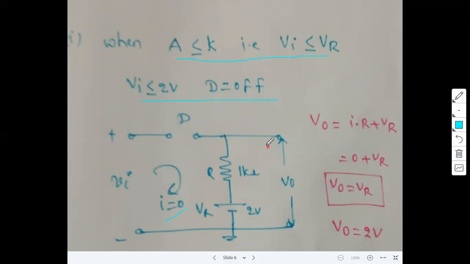Now what is the V naught expression here? This is the plus, this is the minus. For V naught, the drop across the output resistor, I into R, plus the reference voltage, also called the positive bias voltage. The current is equal to 0, so I into R is also 0, plus Vr, so V naught is equal to Vr, 2 volts. What is the condition here? The condition is when the diode is off, the output is equal to 2 volts.